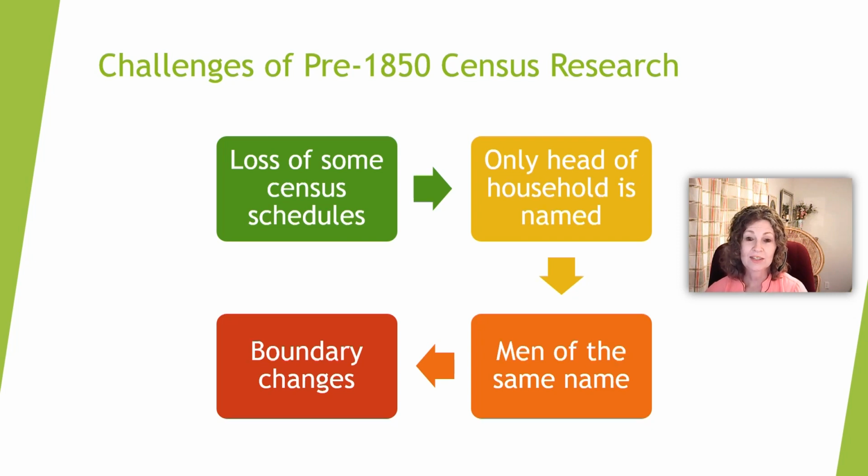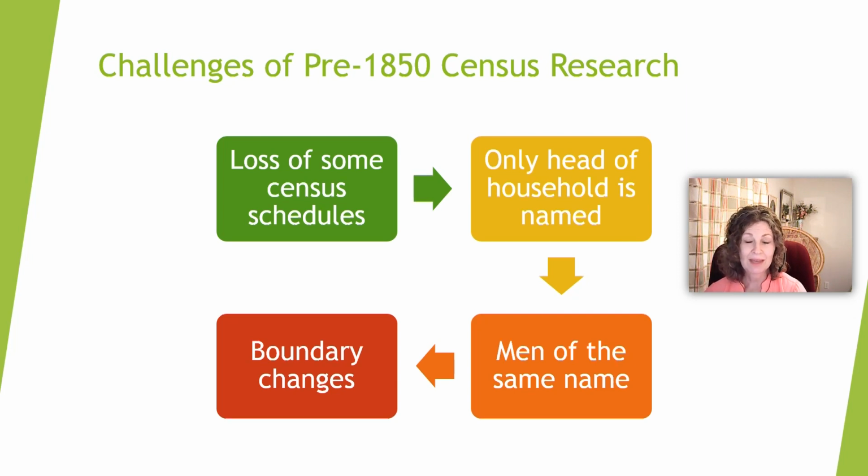Another challenge is, before 1850, only the head of household is named, and everyone else is a tick mark. And beyond that, they're not even given a real date of birth or a real age, they're given a date range. And so we have some challenges with just figuring out who is who in the household.